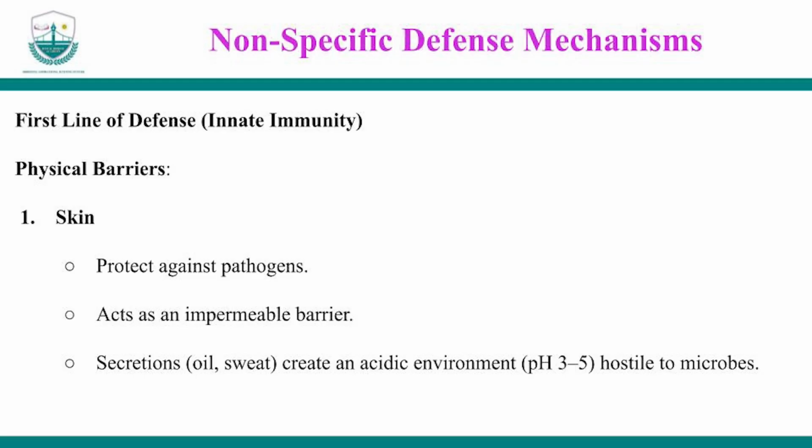So the first line of defense, here we have our skin. This skin is tough. It cannot allow entry of pathogens. So it acts as a physical barrier, what we are calling the impermeable barrier here. But also the skin creates secretions, oil, sweat. All these create an acidic environment that does not allow the microbes to survive. Okay, so that's the first line of defense.